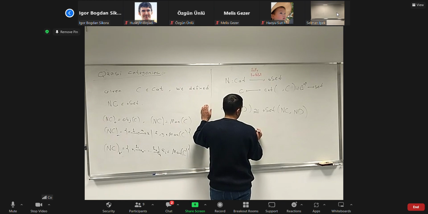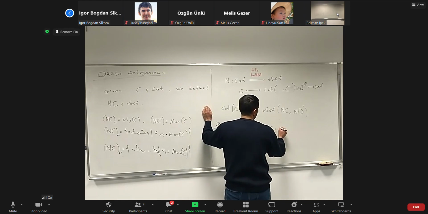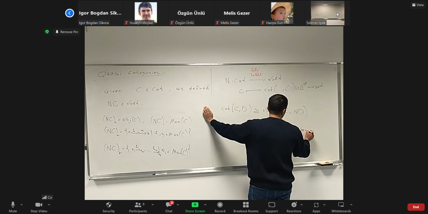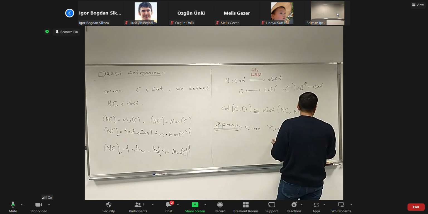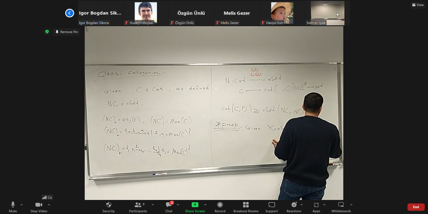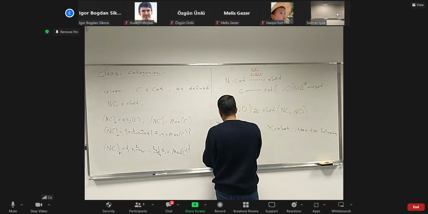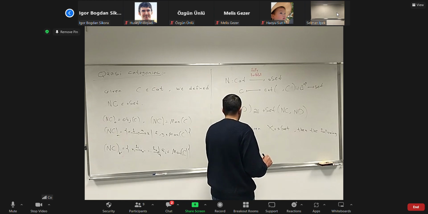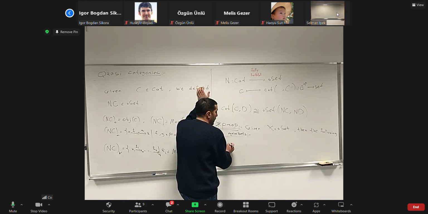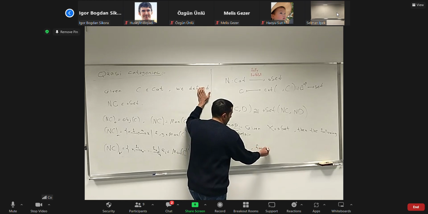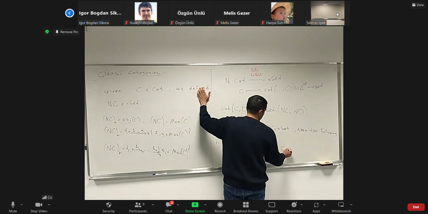Given a simplicial set X, the following are equivalent. One, X is a nerve of some small category.